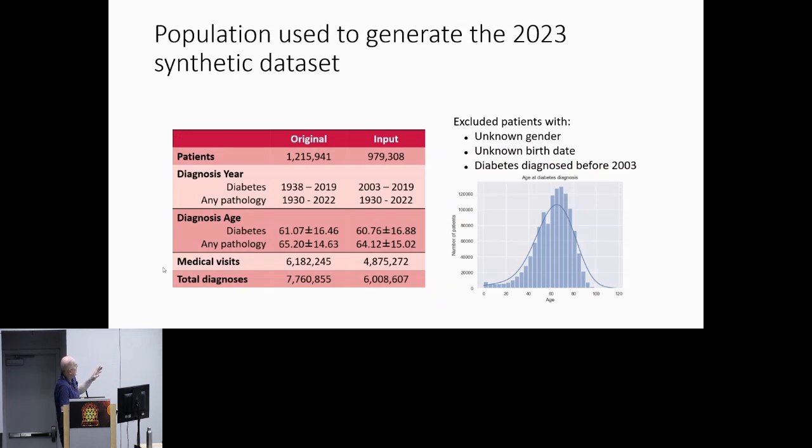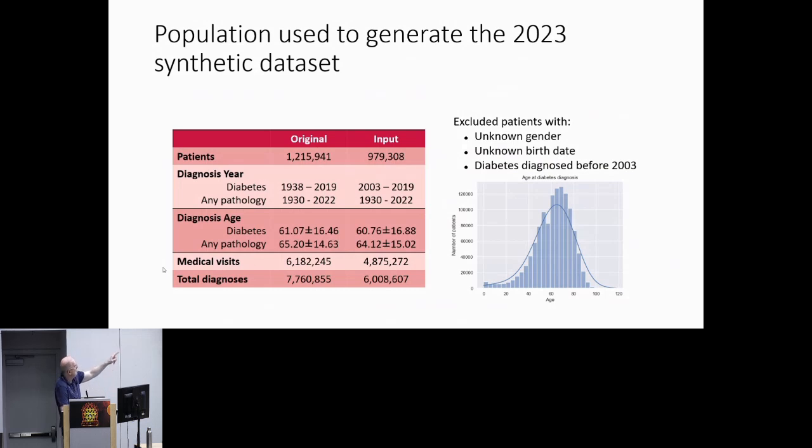This is the input. We excluded patients with no gender, no birth date, and with diabetes diagnosed before 2003, to have more data on the patients. This is what happens with real world data, so sometimes you find strange things. We have found, for example, testicle cancer in women, or ovarian cancer in men. It happens comparatively very, very rarely, but there are some errors, so we have to clean the data a little bit.